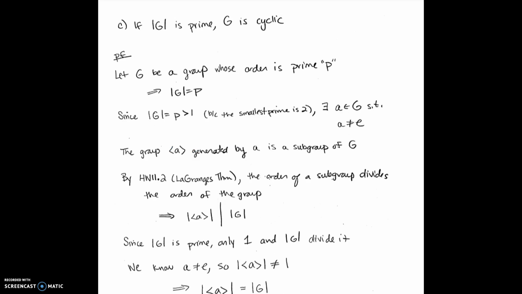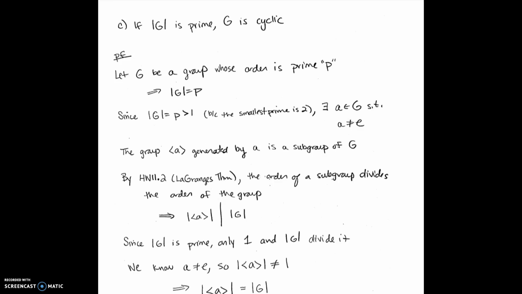So part C said if the order of G is prime, then G is cyclic. So we're going to start with: let G be a group whose order is a prime. We'll call it P. So that implies that the order of G equals P. Since the order of G equals P, which has to be greater than 1, because the smallest prime is 2, there exists an A as an element of G such that A doesn't equal the identity. So basically we're just saying that there has to be some element in G besides the identity element.